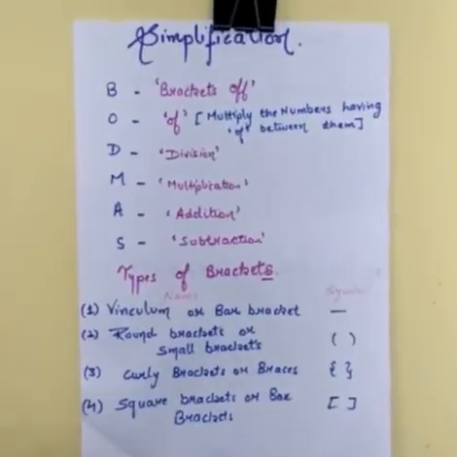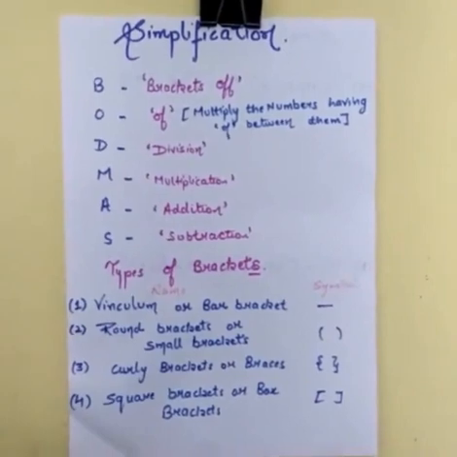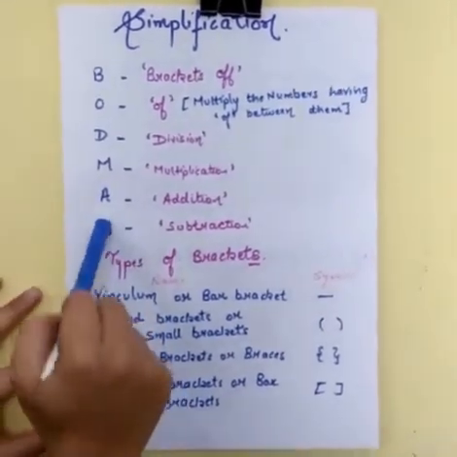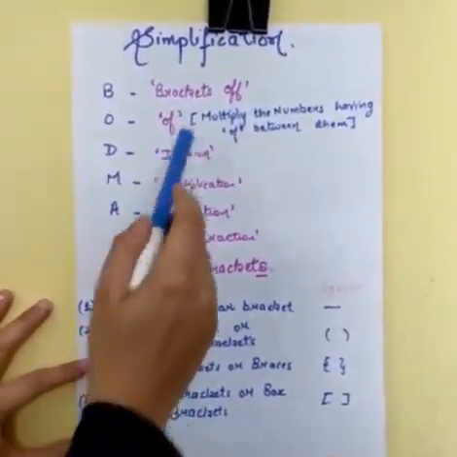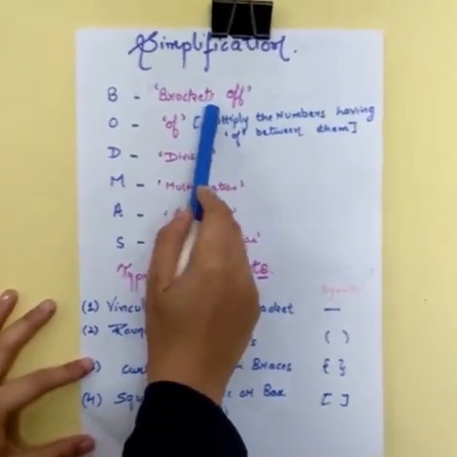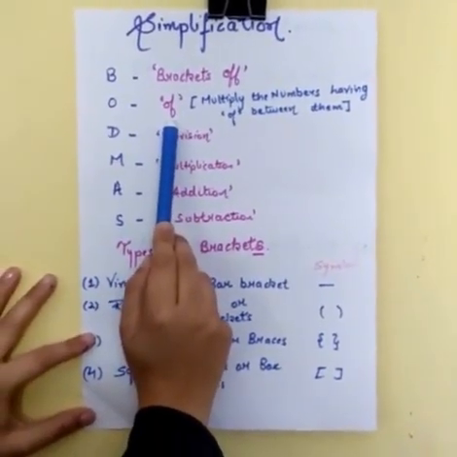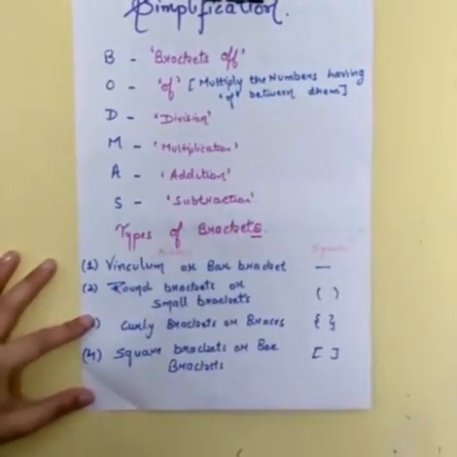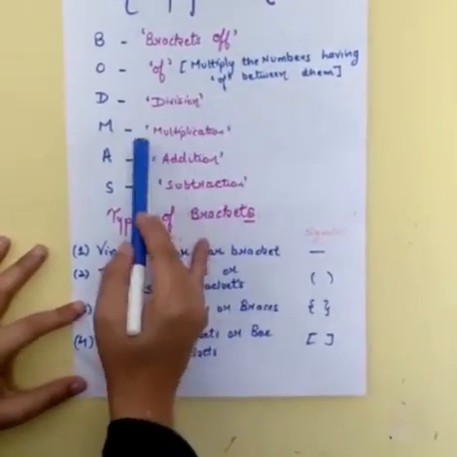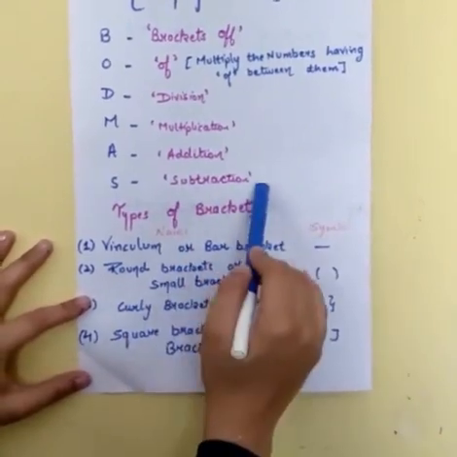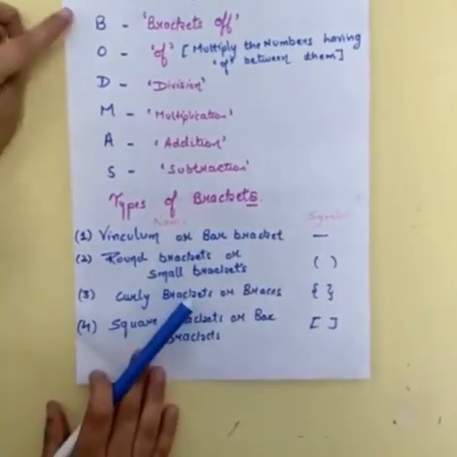So, moving on to our next topic of simplification, that is BODMAS. In BODMAS, firstly brackets will be solved, then we'll solve the numbers having of between them. If two numbers have of between them, we have to multiply these two numbers. Then division, then multiplication, addition and subtraction. So, firstly we will solve brackets.